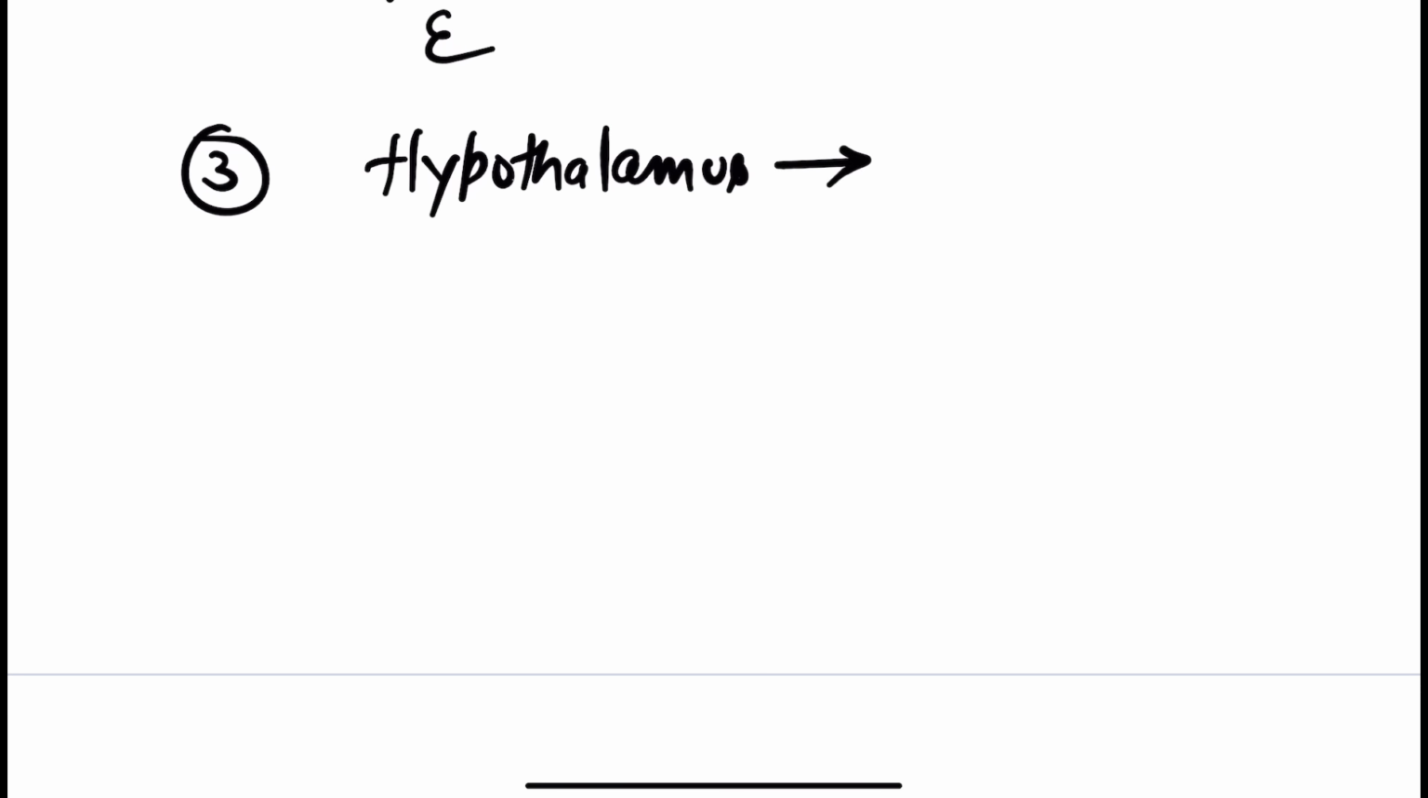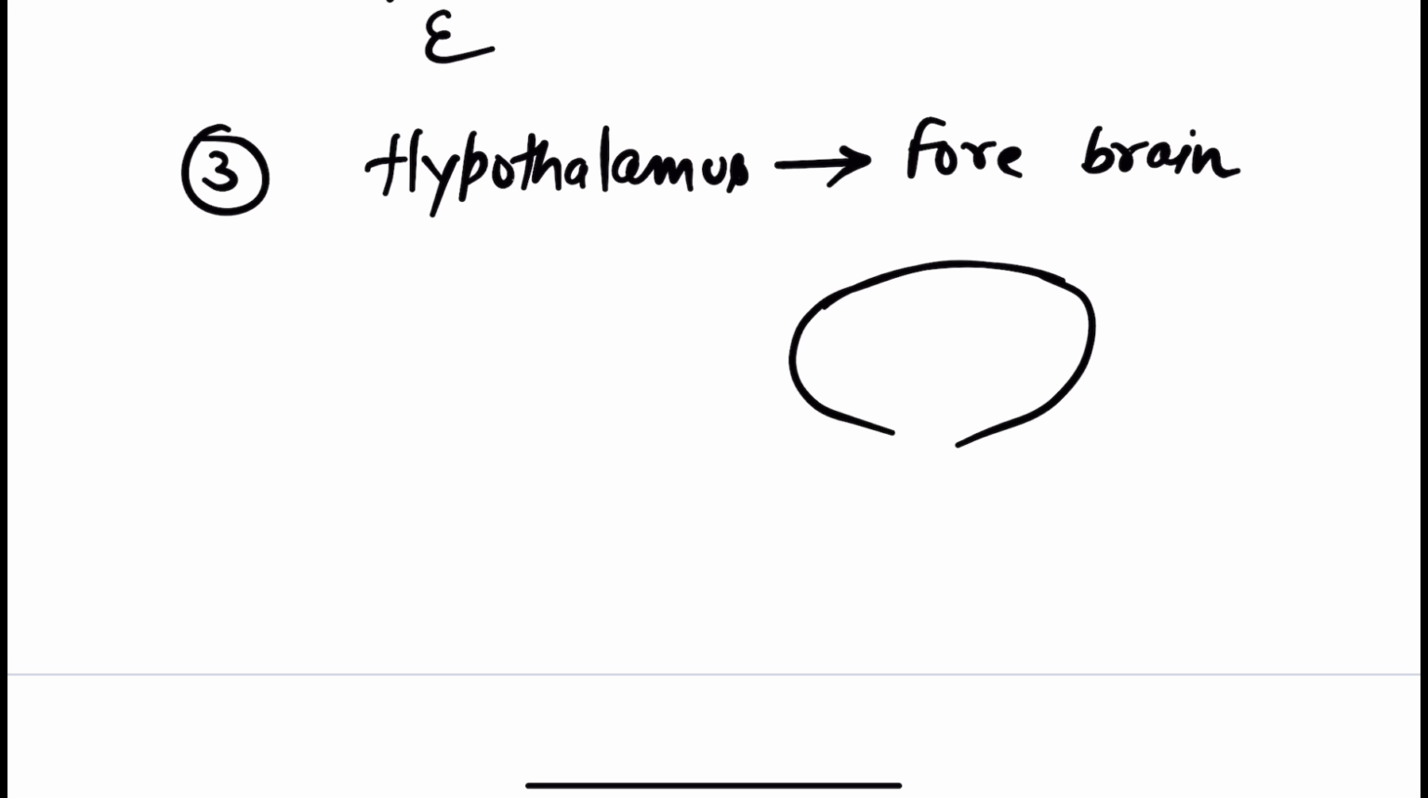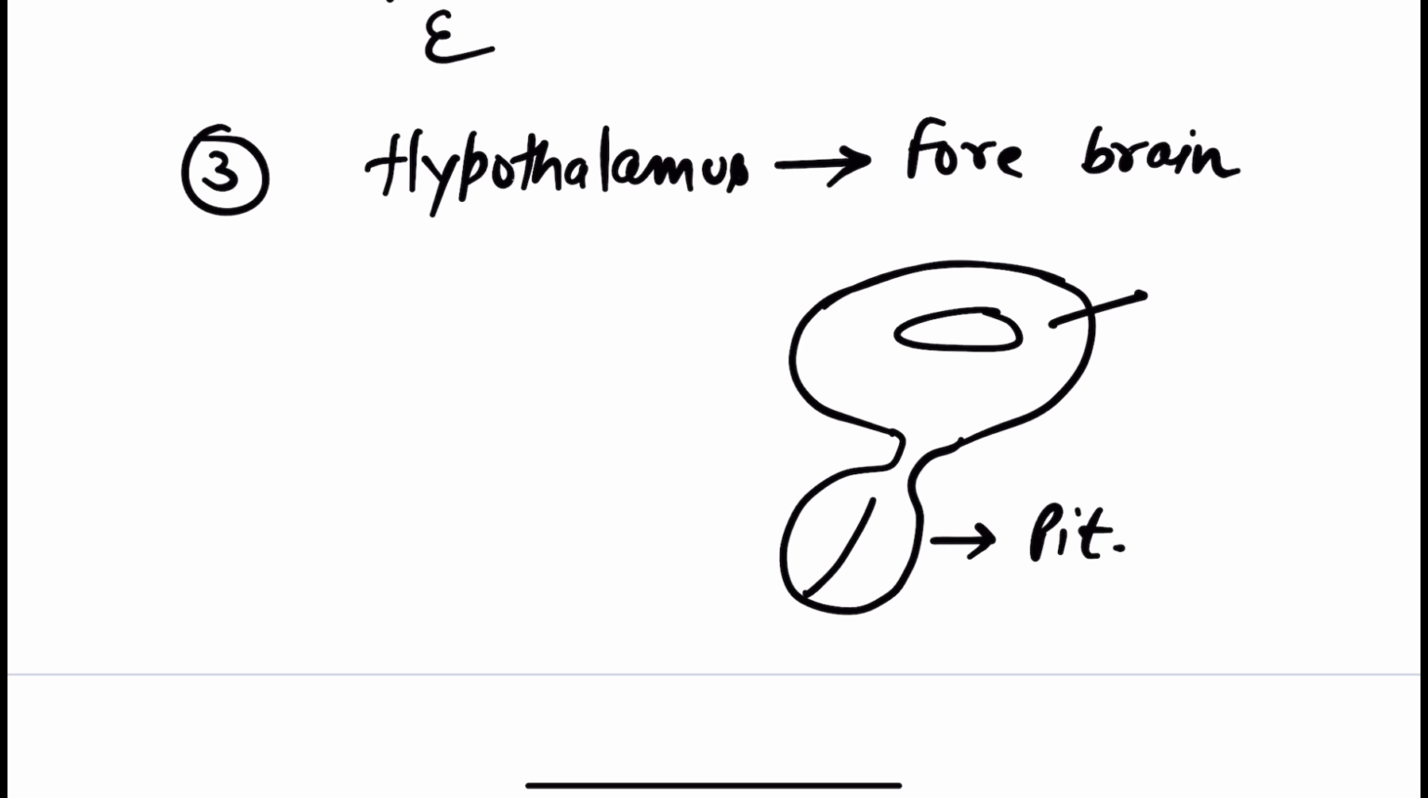So hypothalamus is a part of brain, particularly it's a part of forebrain. ये forebrain का part है, and hypothalamus looks like this. Hypothalamus के just नीचे we already know a gland is located, known as pituitary. So this is pituitary gland, and this part is hypothalamus.